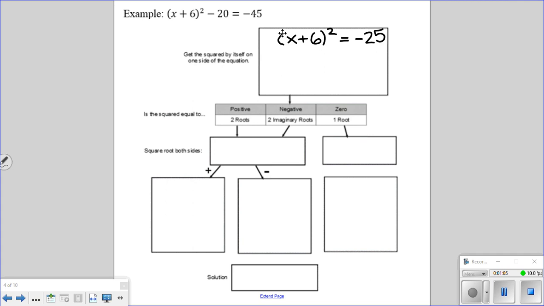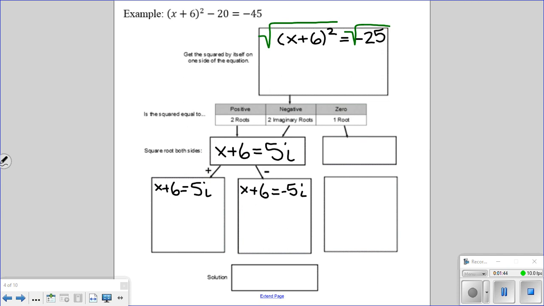So to do that, I have to take the square root of both sides. On the left side, I'm going to be left with x plus 6. And you cannot take the square root of a negative number, but we can make an imaginary answer. So it's going to be 5, but that's imaginary, so it's going to be 5i. Now I solve a positive version and a negative version. So I have x plus 6 equals positive 5i, and I have x plus 6 equals negative 5i.